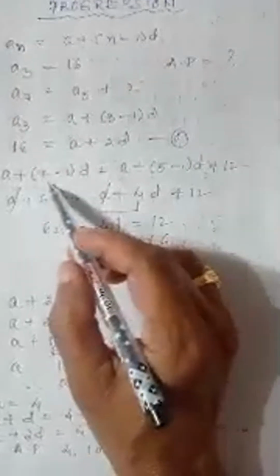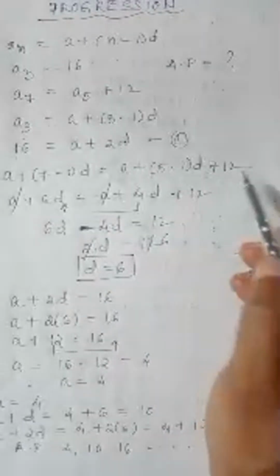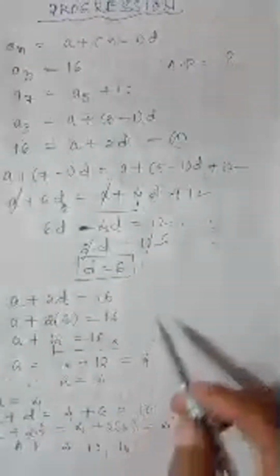Here for a3, in place of n put 3, so that becomes a plus 2d. So a plus 2d is equal to 16. Take that as equation 1. Here for a7, in place of n use 7: a plus (7 minus 1) d is equal to a plus (5 minus 1) into d plus 12. Simplify: a plus 6d, and here a plus 4d, plus 12. Here a is common; if you transfer it, it becomes minus, so here only you may cancel. After that, take this 4d from right to left, that becomes minus. Here 6d minus 4d, what are you getting? 12.